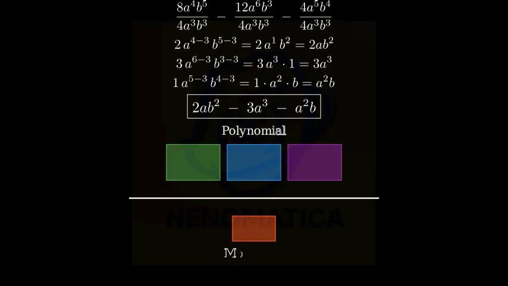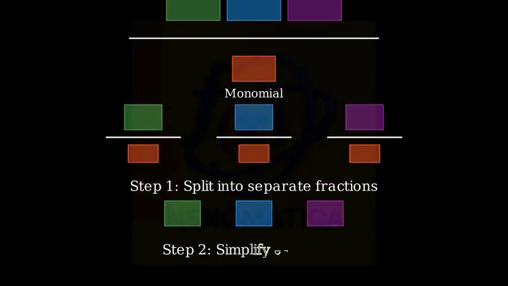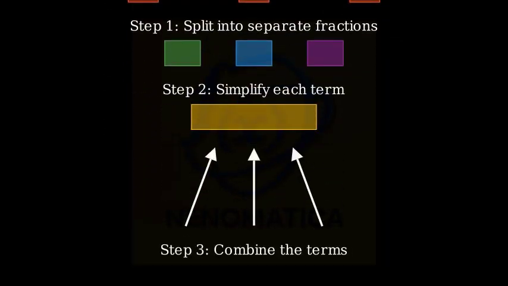When dividing polynomials by monomials, we can think of it as distributing the division across each term of the numerator. The key steps are: first, split the fraction into separate terms. Then, for each term, divide the coefficients and subtract the exponents. Finally, combine the simplified terms to get your answer.